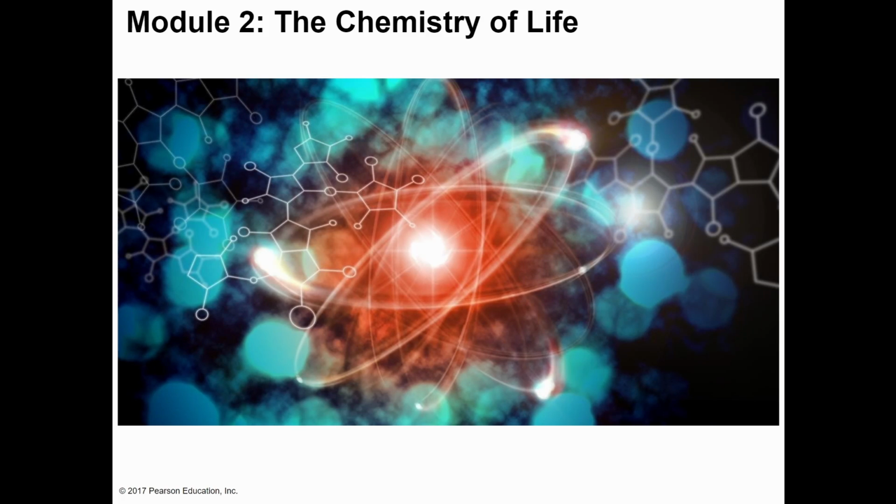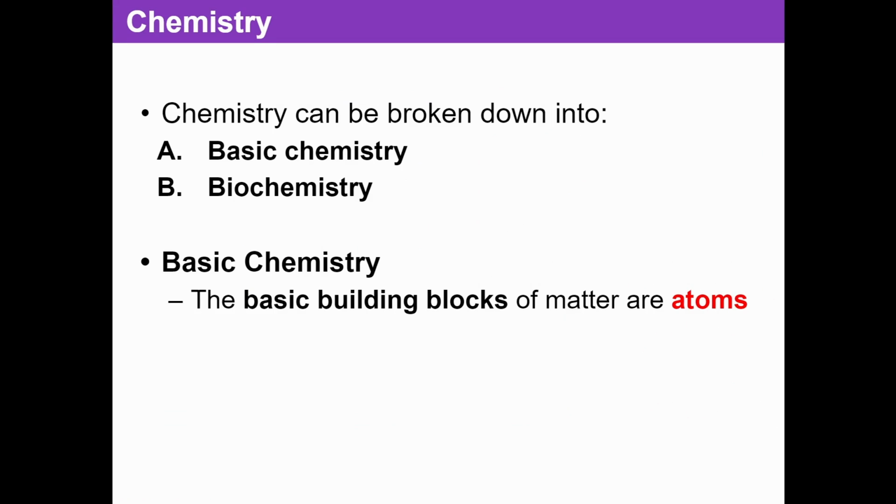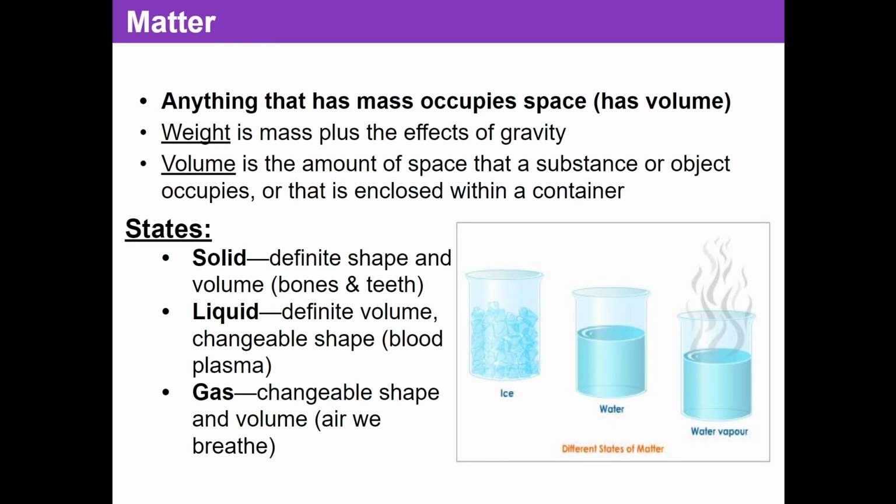Today we're going to look at chemistry. And chemistry can actually be broken down into basic chemistry and biochemistry. Let's look first at basic chemistry. And for basic chemistry, the building blocks of matter are atoms. What is matter? Well, that's anything that has mass and occupies space or has volume.